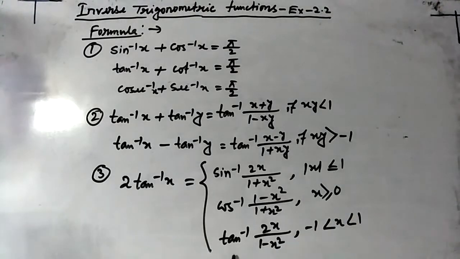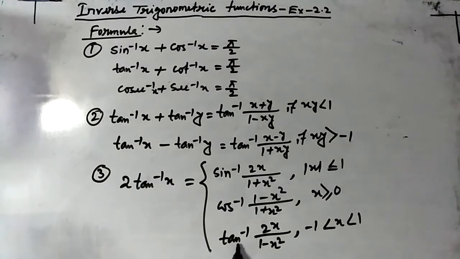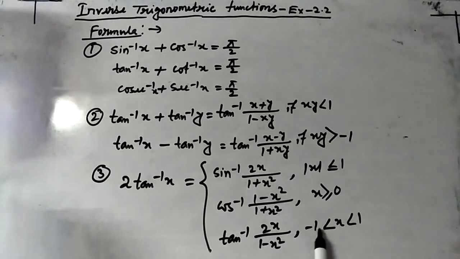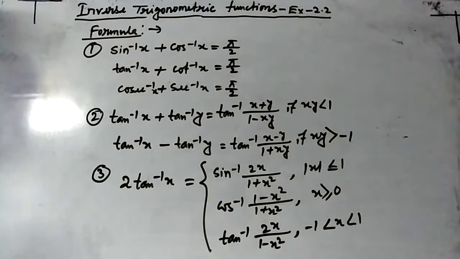2 tan inverse x equals, if it is required to convert in terms of tan inverse, then you will use tan inverse of 2x upon 1 minus x square, where x is greater than minus 1 and less than 1. This is the minimum set of formulas according to the NCERT book that you have to learn. But if we solve questions of R.D. Sharma, then I'll give a few more formulas in class. To solve NCERT questions, these formulas are sufficient for exercise 2.2. Is it clear, everybody?